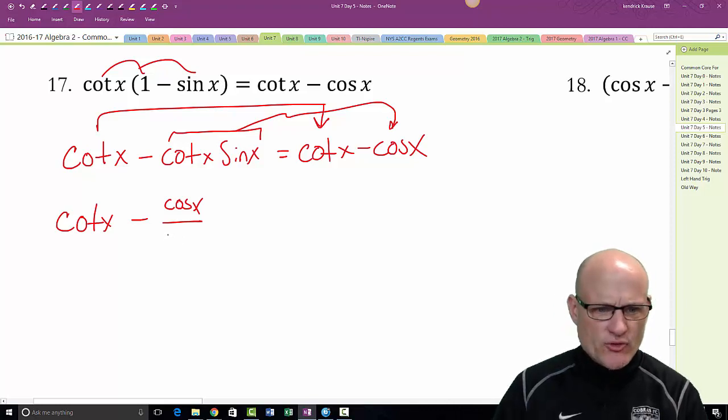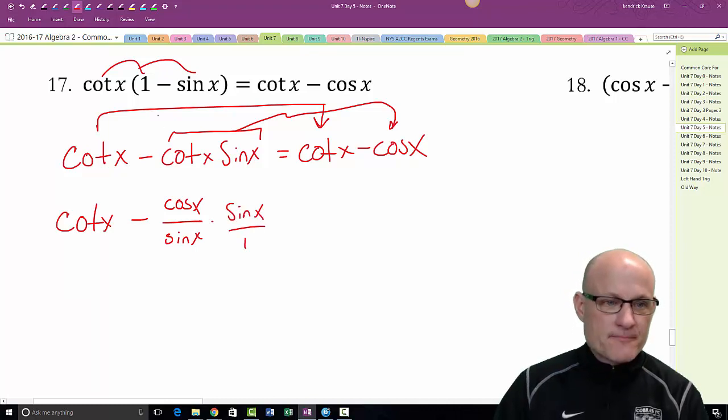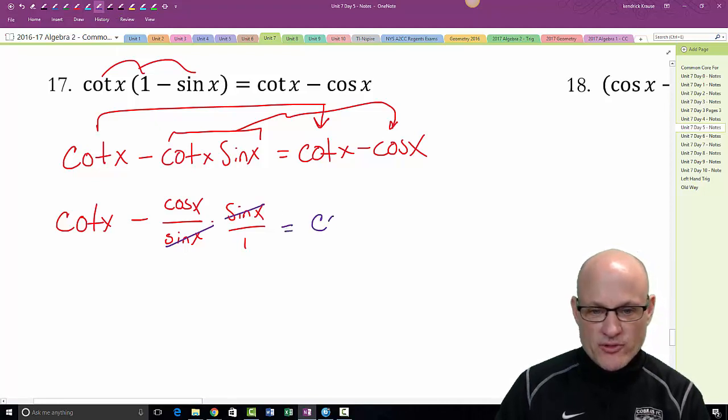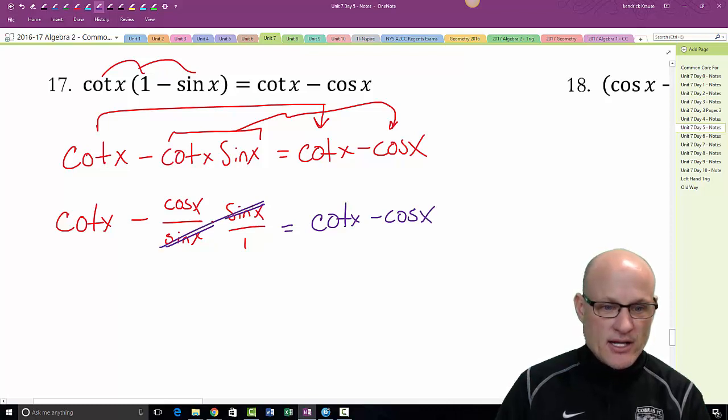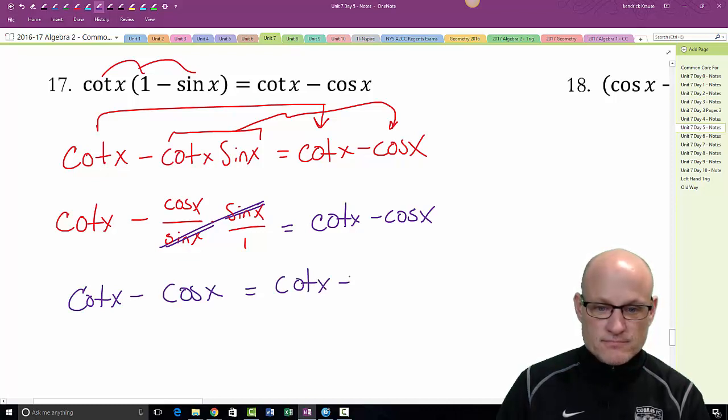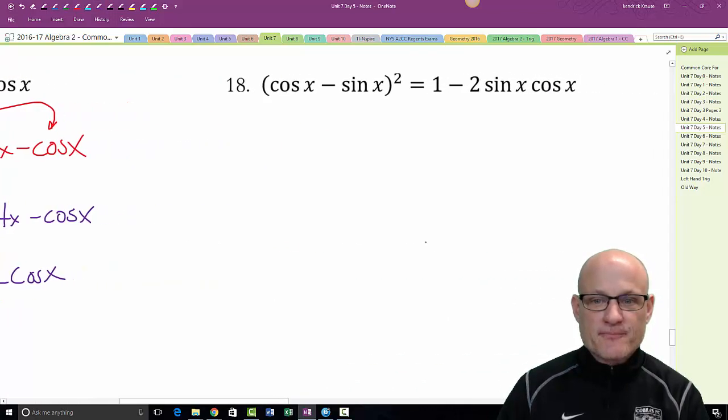Cotangent x is cosine x over sine x times sine x over 1. Sine x cancel. Oh, I want to prove, does this equal cotangent x minus cosine x? The sines cancel, so I end up with cotangent x minus cosine x. Yeah. Yay.